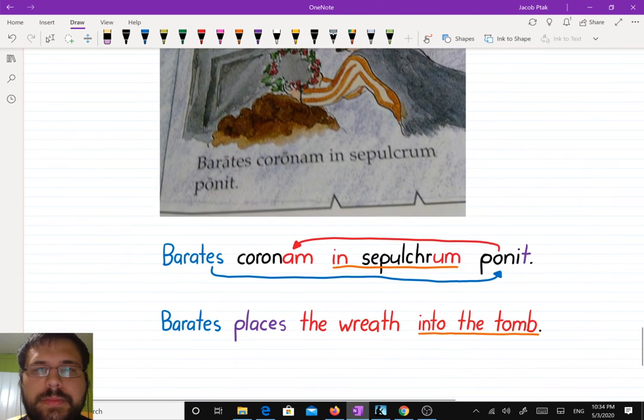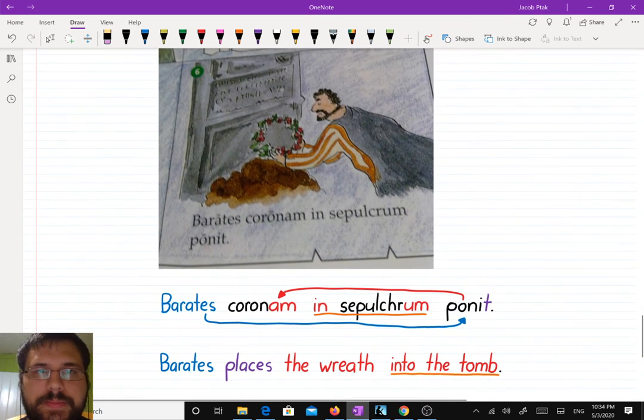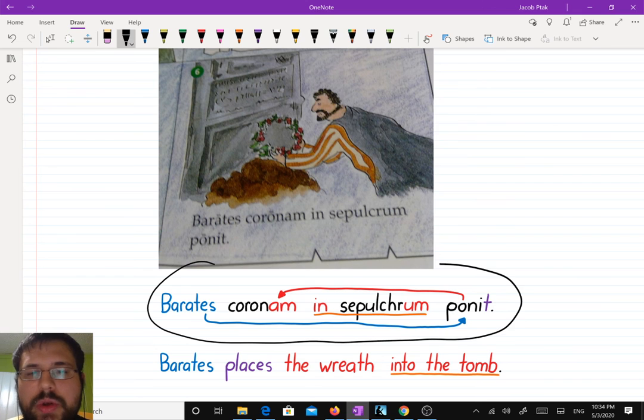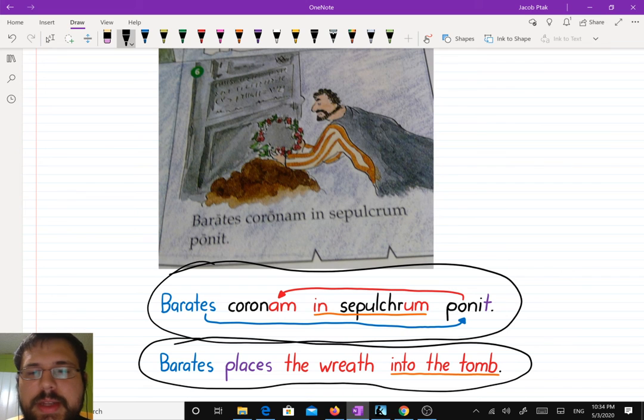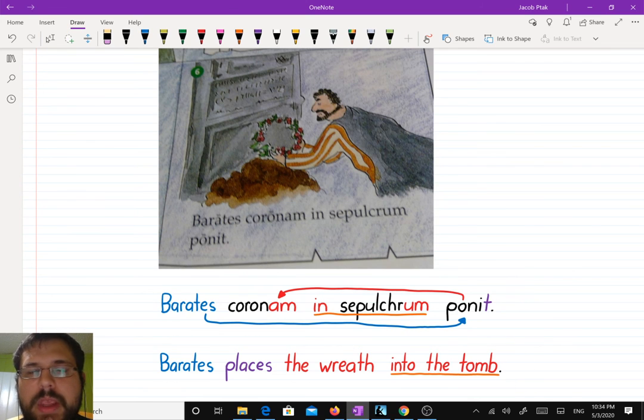So, here's the translation. Barates coronam in sepulchrum ponit. Barates places the wreath into the tomb. And that is the end of this story.